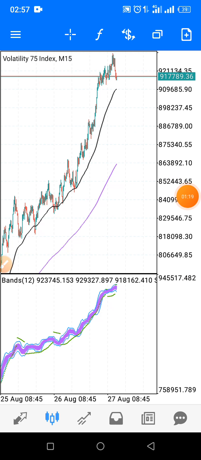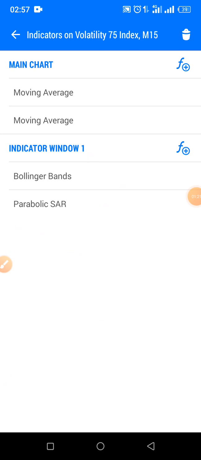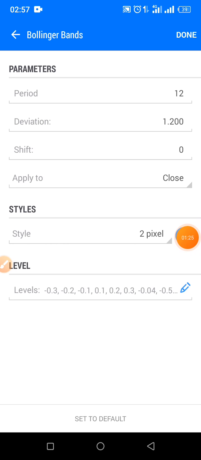Okay, then on the indicator window, first I added the Bollinger Bands here. Let me show you the settings. Okay, so period is 12, deviation is 1.200, shift 0, apply to close. Then the color is blue. And then you select levels where it says levels here.